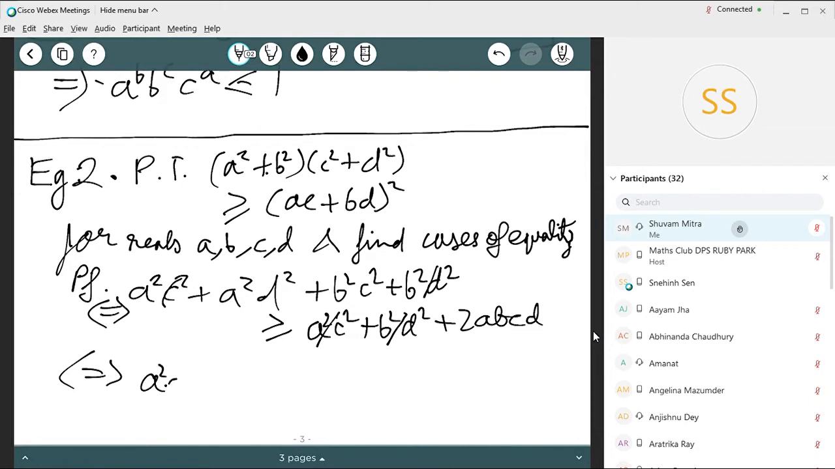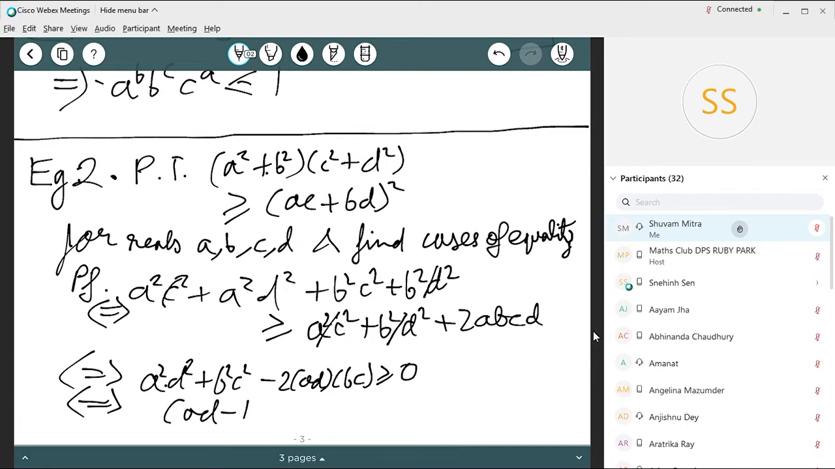A square D square plus B square C square minus 2 AD BC is greater than or equal to 0, which is true if and only if (AD minus BC) whole square is greater than or equal to 0, which is true. And because all of these are if and only if statements, every step can be inverted, so our given inequality is true. Yeah, you can do AMGM on this step as well. The square inequality and AMGM for two variables are the same at the end of it. So you can do AMGM in this step directly, and that's that.